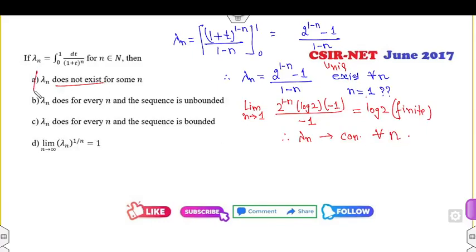So the option that it does not exist for some n is wrong. The option that it exists for every n but the sequence is unbounded is wrong because it has a finite sum. So the sequence is bounded.